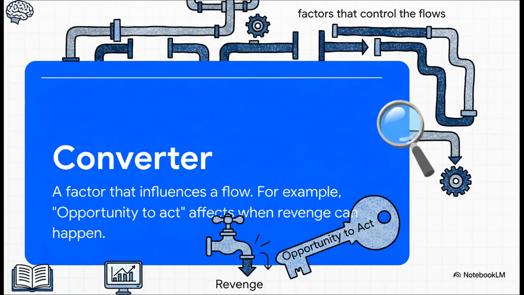But what controls the faucet and the drain? That's the third piece, converters. Think of a converter like opportunity to act. It's a condition. It basically decides if and when Hamlet can pull the drain plug and finally get his revenge.